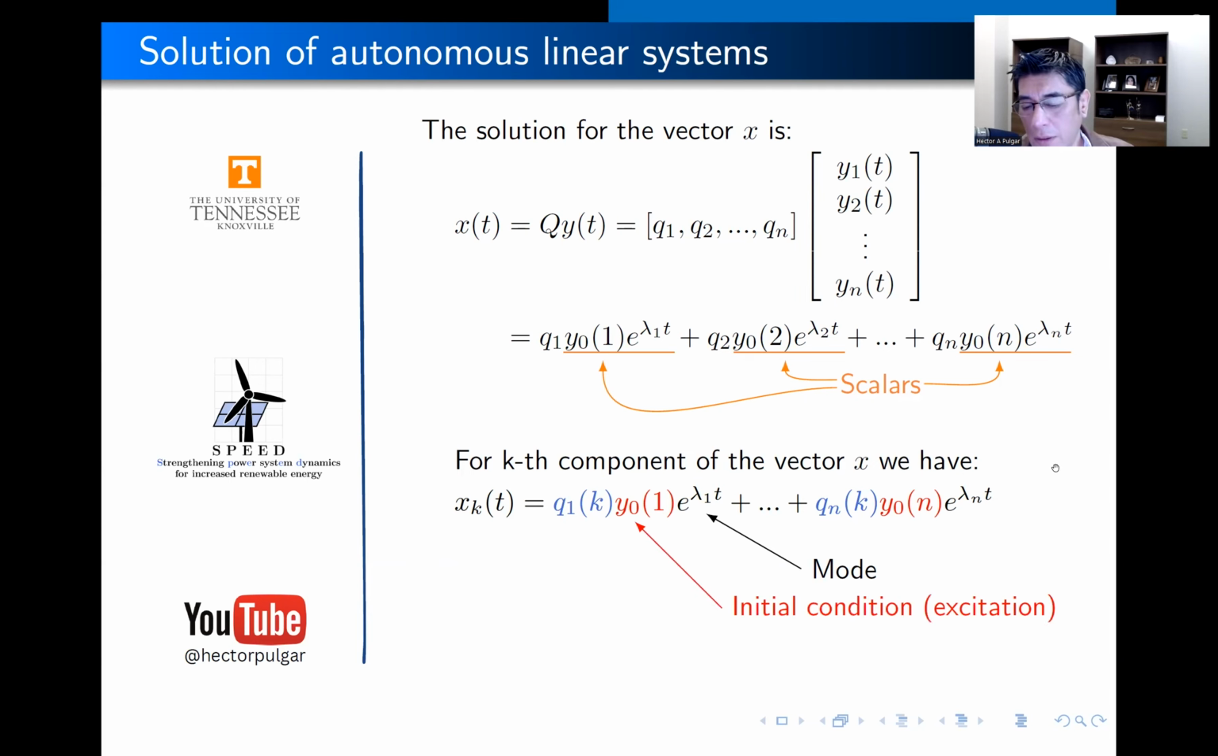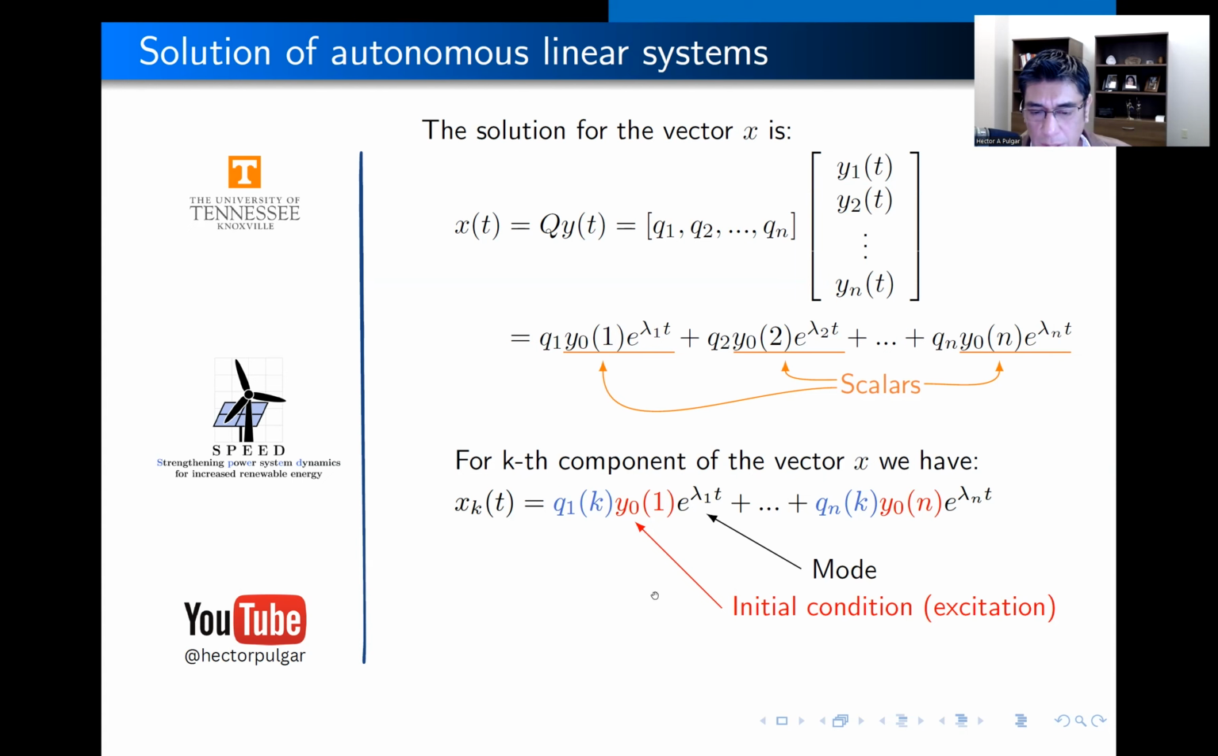The second component is related to the initial condition. Depending on the initial condition we have, this component, for example for the first mode, can be very large in magnitude. If this is large, we say that the mode has been significantly excited and it potentially will show up in the state variables of the system. If you try a different initial condition, this term might be small in absolute value. In that case, the mode has not been significantly excited. That's why this part is related to the excitation of the mode.